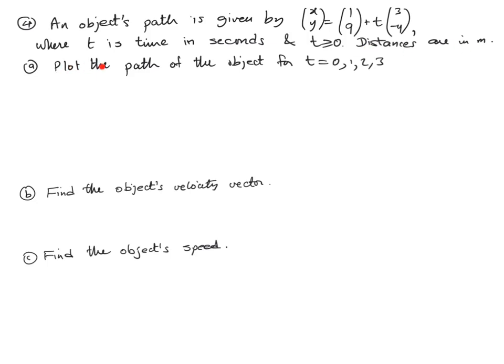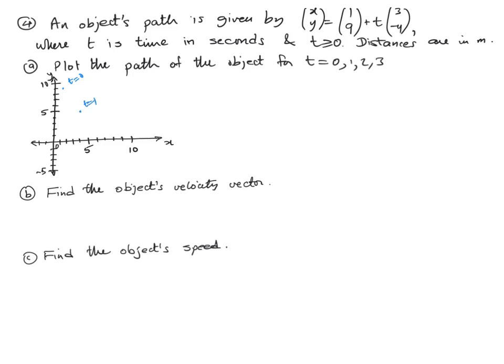So first thing is to plot the path of the object for t equals 0, 1, 2, and 3. Now, since I already know what this is going to look like, I've generated the grid that fits. Probably should have done this on graph paper because it did say plot, but I'm going to do the best I can. So when t equals 0, I plug in 0, I get 1, 9. So that's the point right there. That's the t equals 0. Let me label it t equals 0. And then when t equals 1, I get 1, 9 plus 3, -4. So I get 4, 5. So 4, 5 is right there. That's the t equals 1.